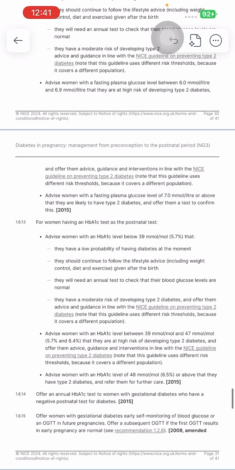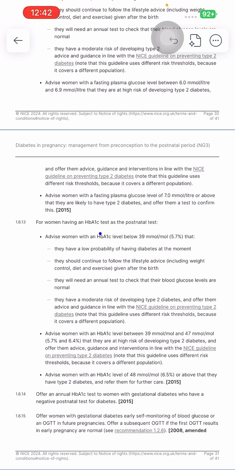If less than 6, tell her there is a lower chance that she may develop chronic diabetes. But if her fasting glucose level is between 6 and 6.9, tell her that she is at high risk of developing type 2 diabetes mellitus, and offer her advice and guidance on intervention. Advise women with a fasting level of 7 millimole or above that they are likely to have type 2 diabetes mellitus, and offer a test to confirm this. Okay, then you have to offer the test for confirmation.